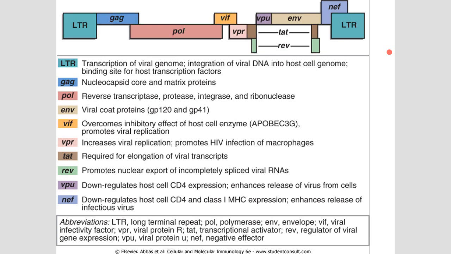Now, this particular VPU over here downregulates the host cell CD4 expression. Okay? What do you think? Why does the virus want to downregulate host cell CD4 expression? My first question, again, the rules: why? Why is it that the virus wants to downregulate CD4 expression?